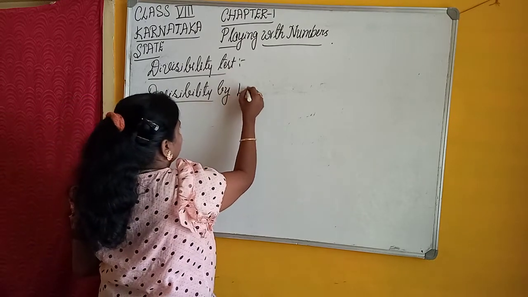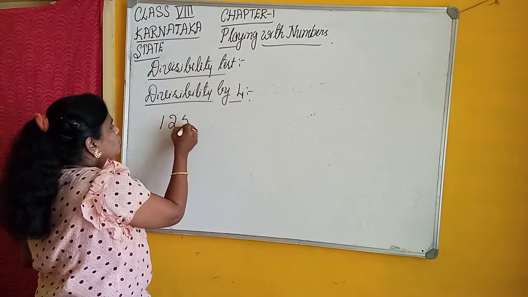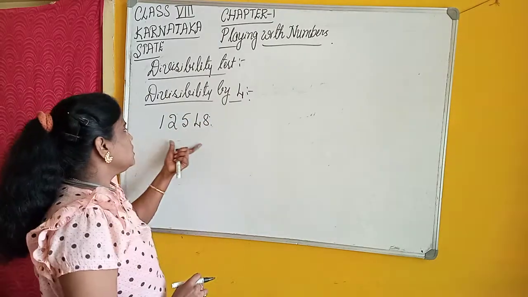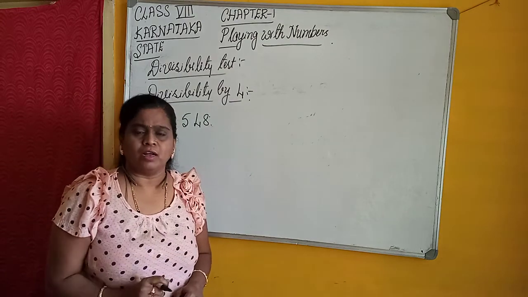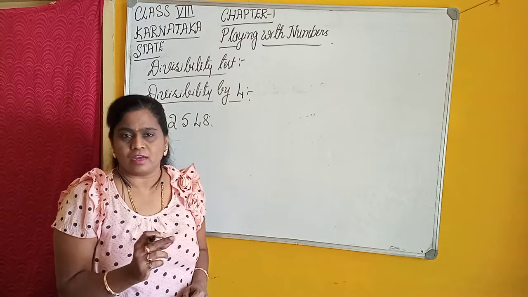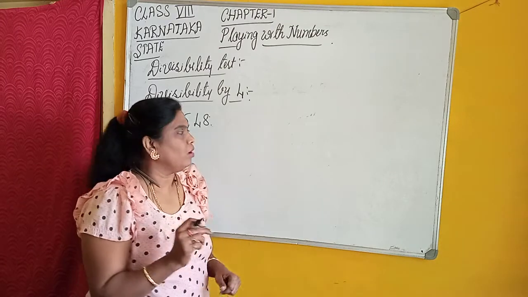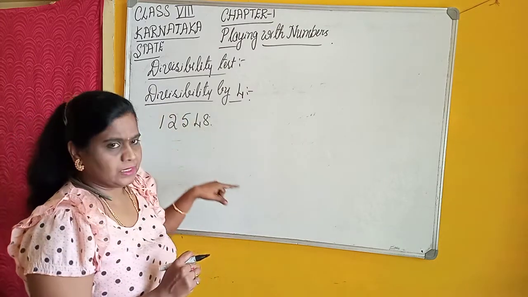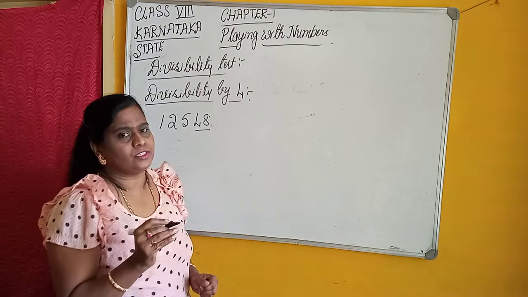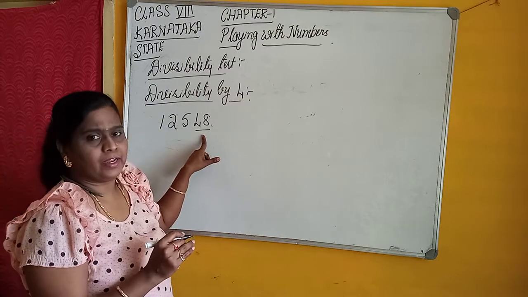Divisibility by 4. For any number, for example, 1,248, we have to check whether this number is divisible by 4 or not. It is possible to tell easily. Let us see how. For any given number, we should take the last 2 digits formed, that is 48.